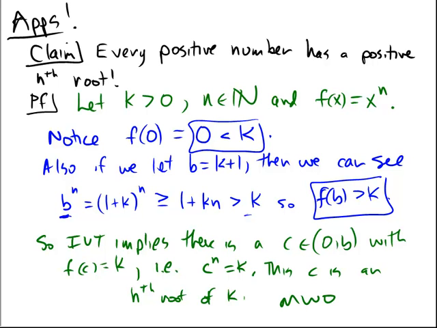Nice. And notice it's positive because it is on the interval from 0 to b. So this is f of 0 less than k, and f of b bigger than k. I should put an f in front of this so it's clear. F of 0 is less than k is really what we cared about. So k is between f of 0 and f of b, so there's a c between 0 and b that forces this to be the case. So every positive number has a positive nth root for any natural number n.